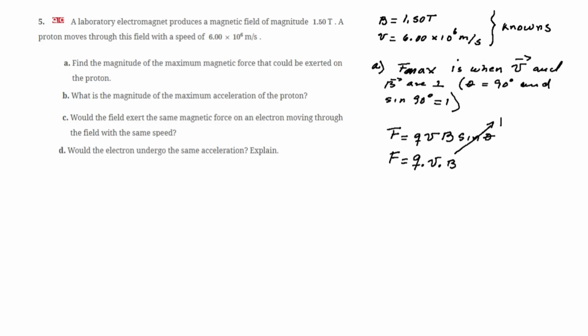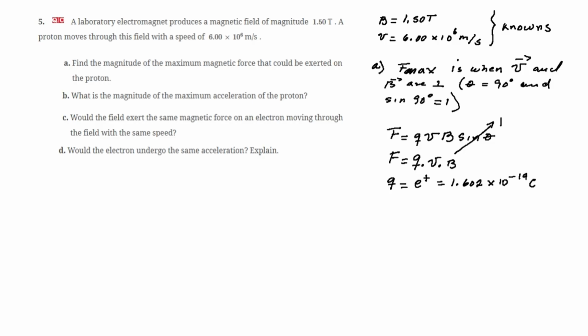Now, what particle is this? They say there is a proton. The charge q is the charge of a proton, and the charge of a proton is 1.602 times 10 to the negative 19 coulombs.